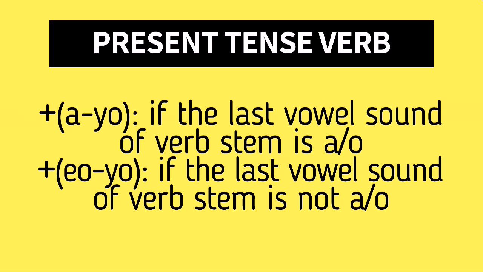The rule for present tense verb is if the last vowel sound of the verb stem is a or o, we will add ayo. But if the last vowel sound of the verb stem is not a or o, we will be adding oyo.